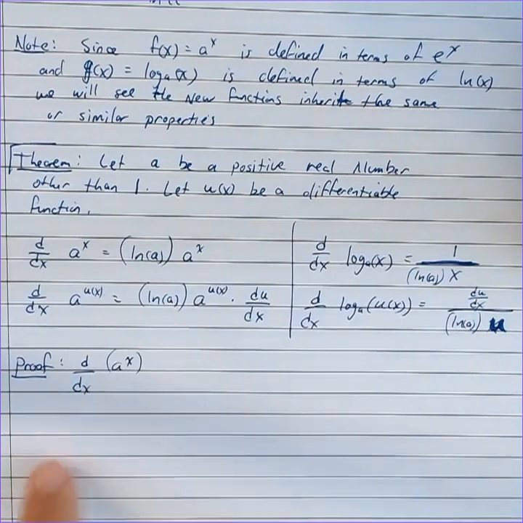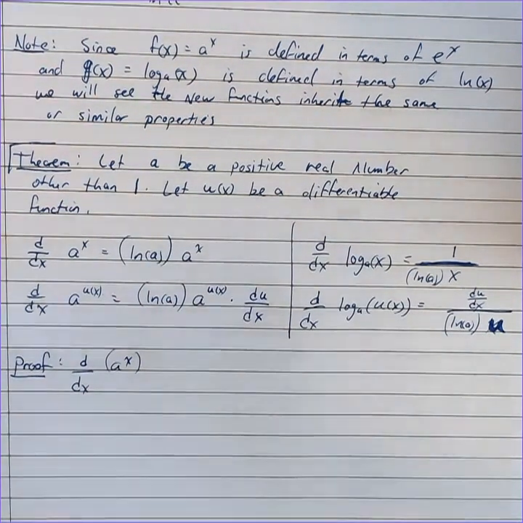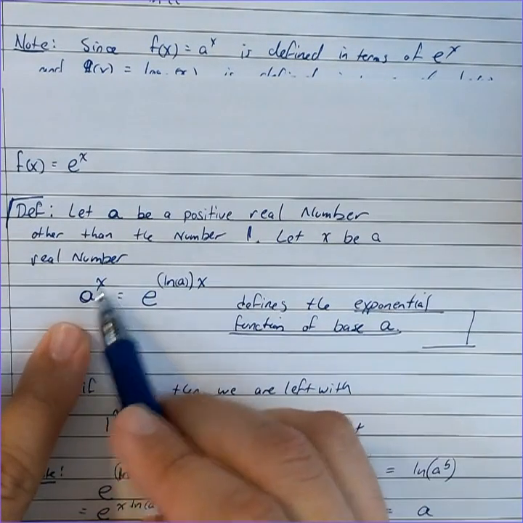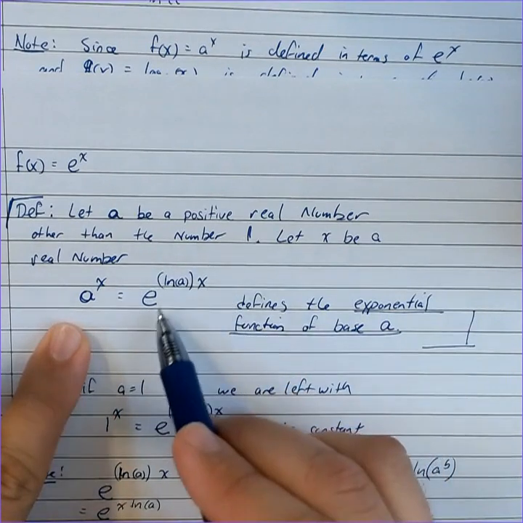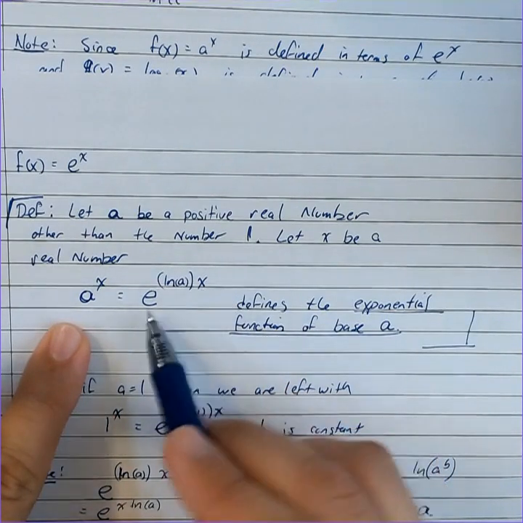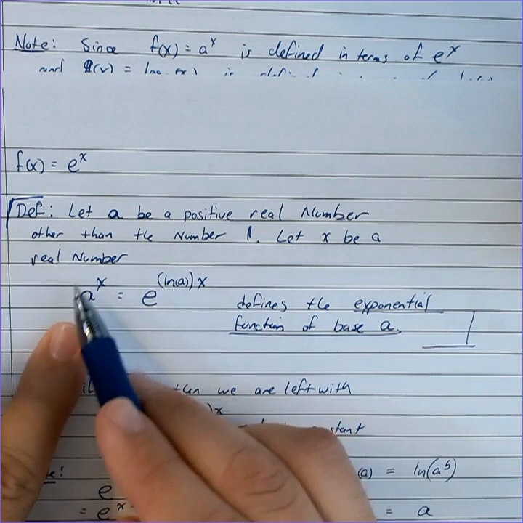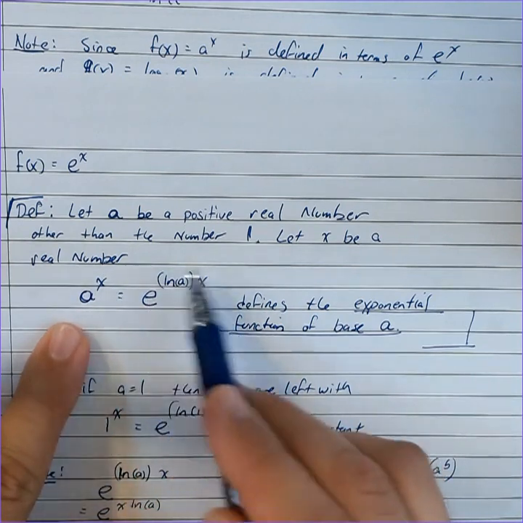Okay, well, I don't know anything about a to the x. Well, you know its definition. Well, yeah, that's all I know. Well, that's good enough. Because a to the x is equal to e to the natural log of a x. So if I'm taking the derivative of this part, that's the same as taking the derivative of this part.